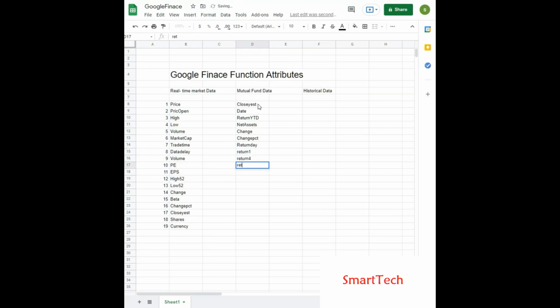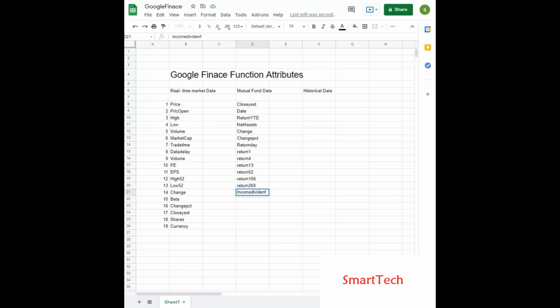Return 13, that means the 13-week total return. The next one is return 52, the 52-week total return. The next one is return 156, the 156-week total return. The next one is return 260, the 260-week total return. And the next one is income dividend, the amount of the most recent cash distribution for the fund. The next one is income dividend date, the date the above occurred.